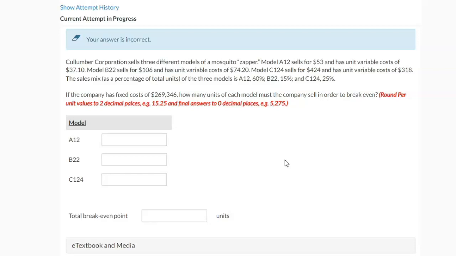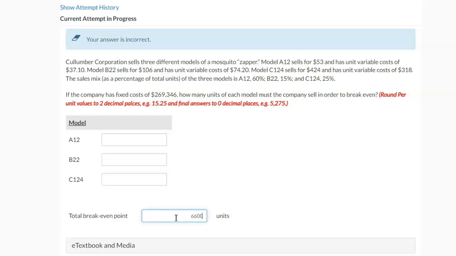Now you take your fixed costs and you divide it by that. So I have to take the fixed cost, 269,346, divided by the weighted average unit contribution margin, 40.8. That gives 6,600. All right, that's the total break even. Put it down there as the number of units.